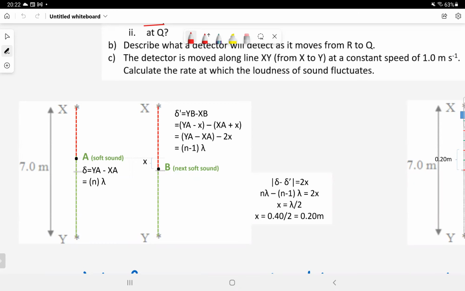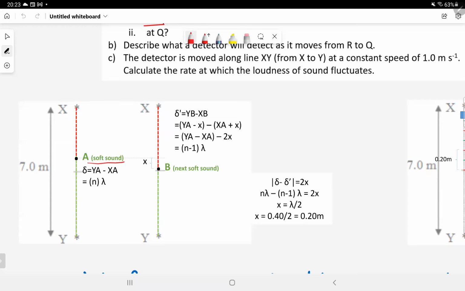So this is where things get really interesting, because it really tests how you see path. So the detector is somewhere along X and Y. Let's just take it as a point A here. At the beginning, let's consider we have a spot where it's a soft sound. Just say there's one particular point where it's a soft sound.